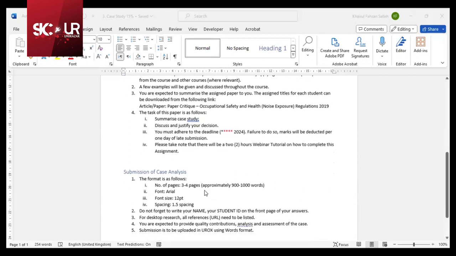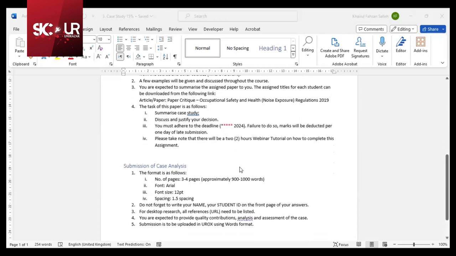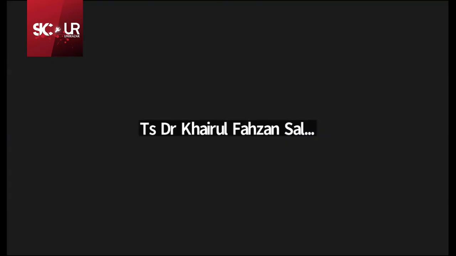Clear ke? Okay. So itu sahaja. Maksudnya untuk yang ni dia bahagi dua bahagian tu sajalah. Summarize. Lepas tu discuss the finding and justify lah. Ya, betul. Selesai assignment.